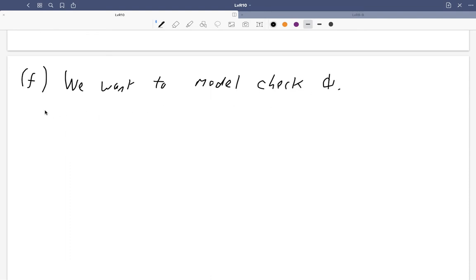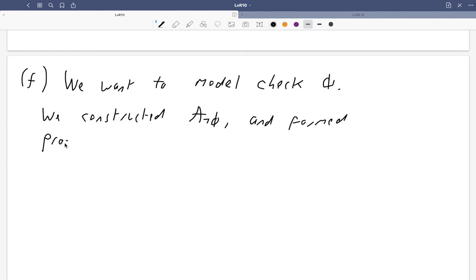So we constructed, well, we've done what we needed. We constructed the automata for not phi, and formed the products with the transition systems.